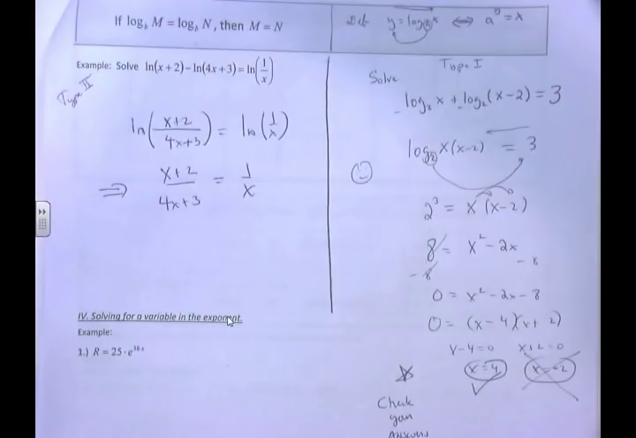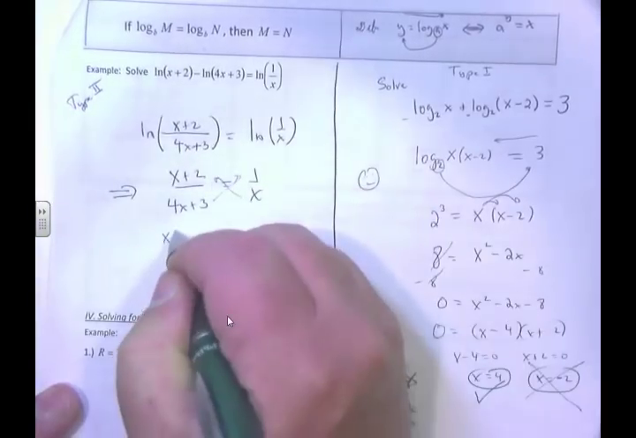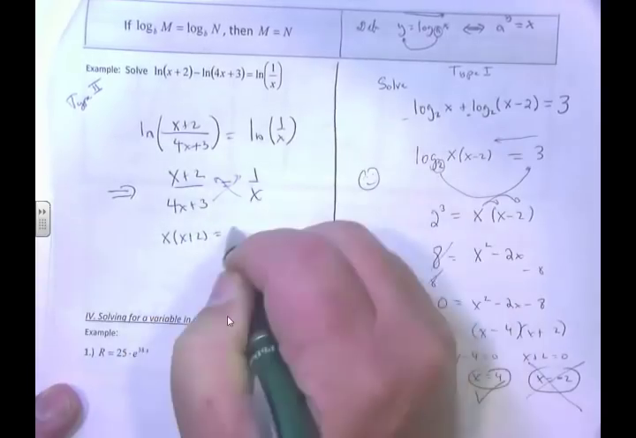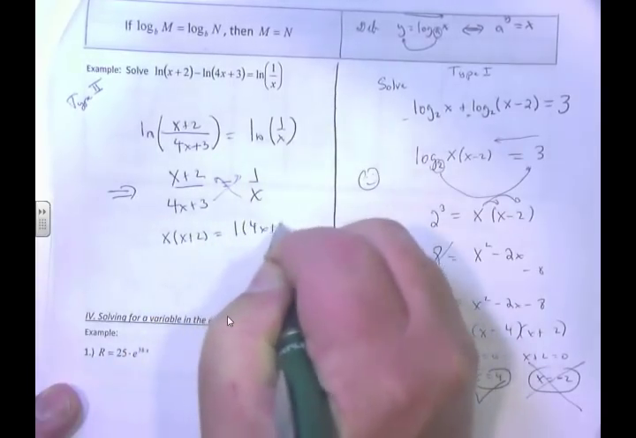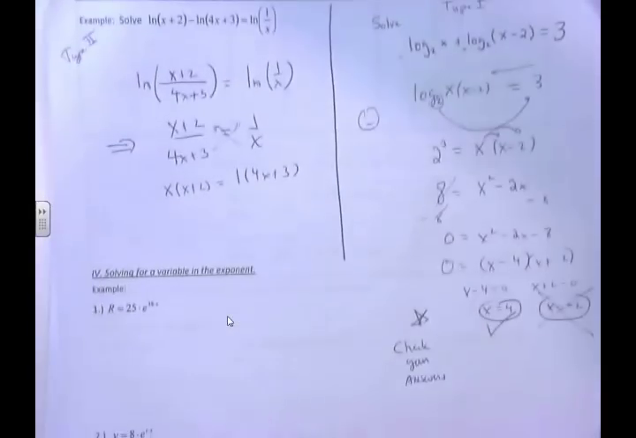Now, what did it turn into? Rational function. How do you solve a rational function? How do you solve a fraction equal to a fraction? What are you going to do? Good. Cross multiply. That's going to give me x times x plus 2 equal to 1 times 4x plus 3. And I wrote it like this so you can see when you go back and review this that I'm actually cross multiplying. Get rid of the denominator.